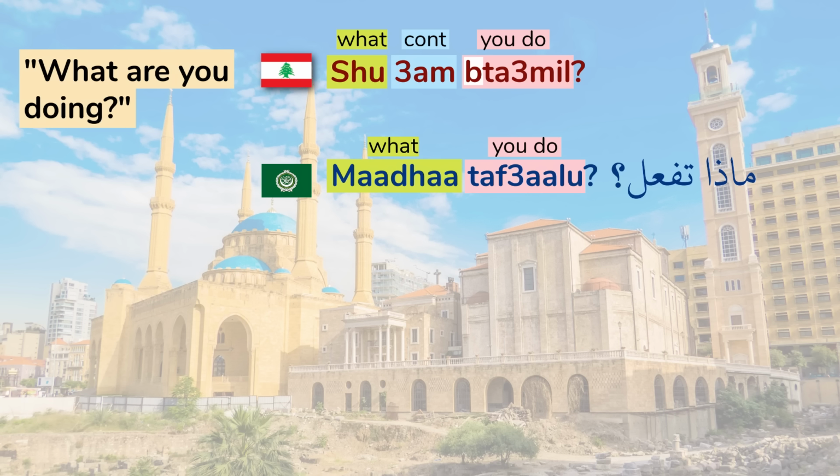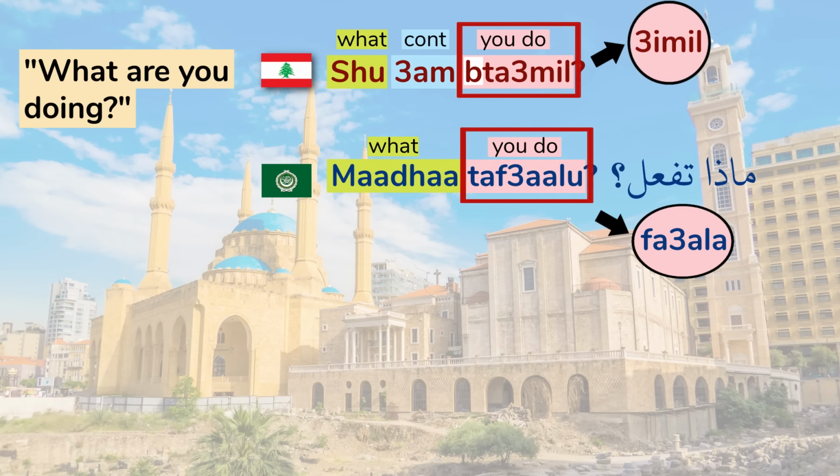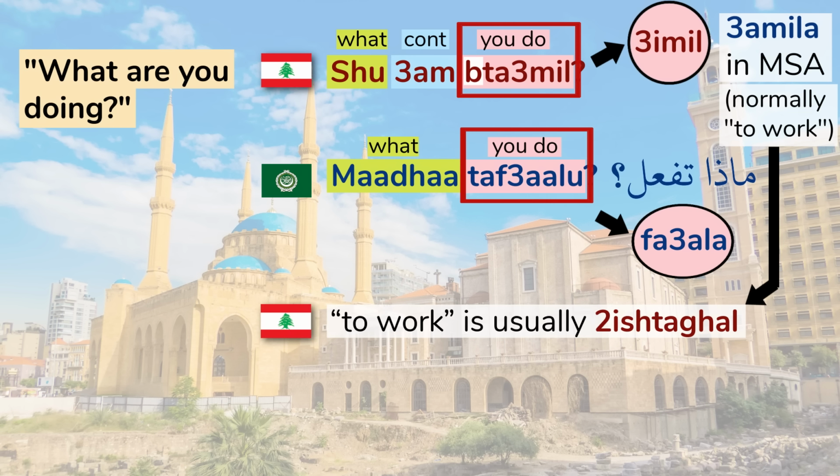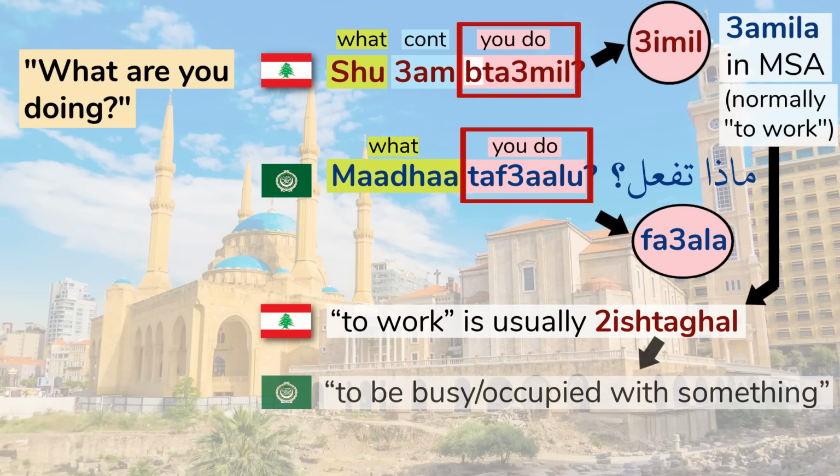There's the different word for what, شو, in Lebanese. Again, we see the present continuous form in Lebanese with عم, while the MSA sentence uses the regular non-past form of the verb. We see the B prefix that marks the present tense in Lebanese, and we can also see that the verb meaning do is different. Both of these verbs are used in MSA, but in MSA عمل normally means to work rather than to do. In Lebanese, the verb meaning to work is usually اشتغل. It's also used in MSA with the meaning of to be busy or occupied with something.